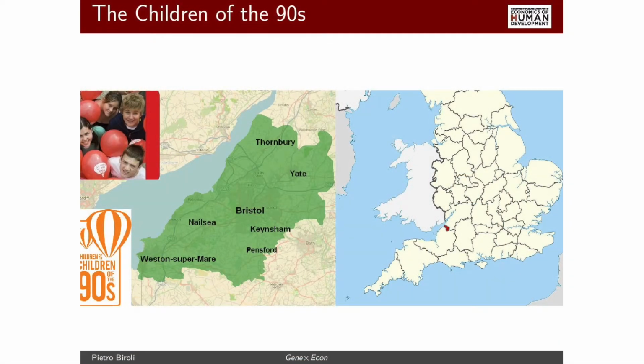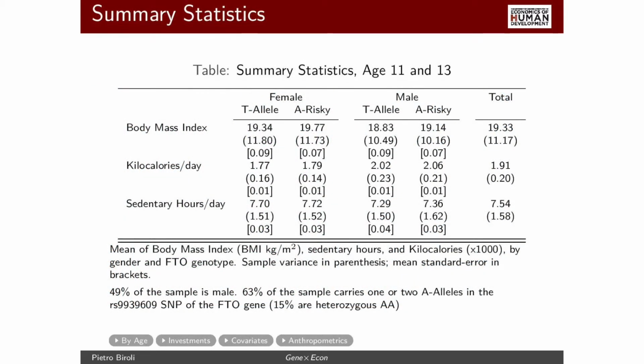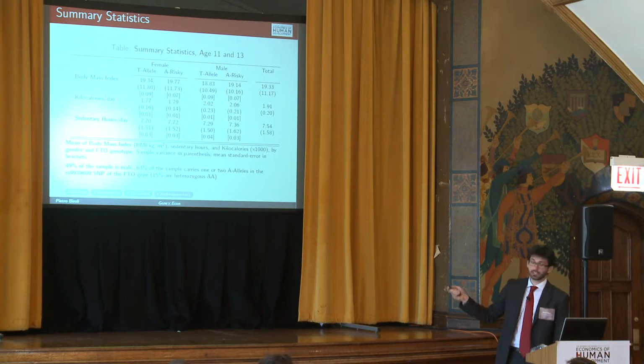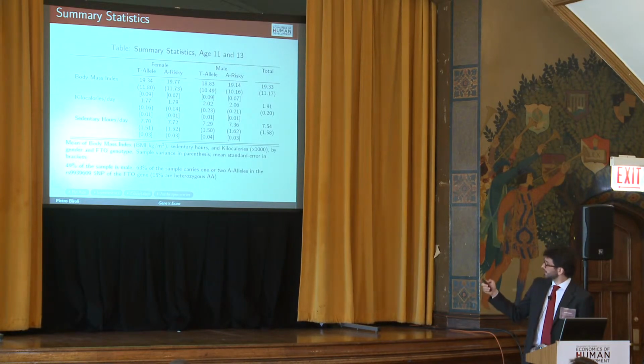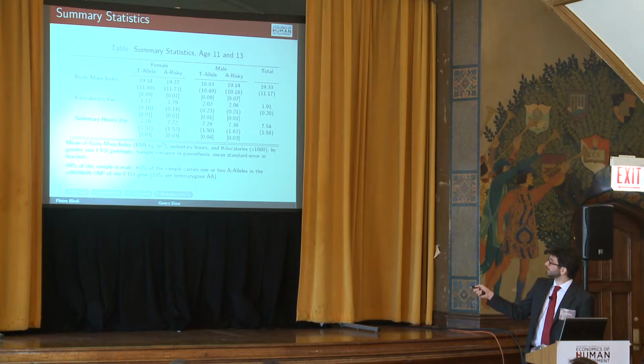So this is Bristol, and the region near Bristol in the UK is where these children come from. Some summary statistics, just to have an idea of what the data that we have is. The A risky allele has been associated with higher body mass index, both for females and for males. And if we look at caloric intake, so how many kilocalories per day these children eat, we see that children with the risky allele tend to eat more calories than those that don't have the risky allele.